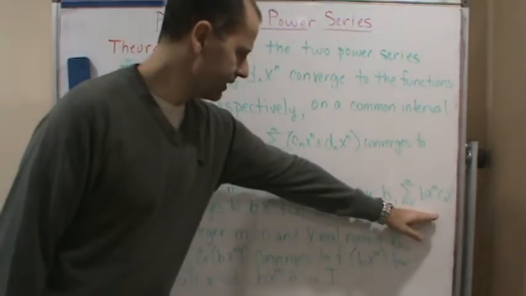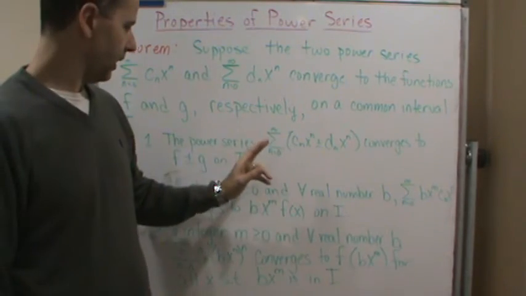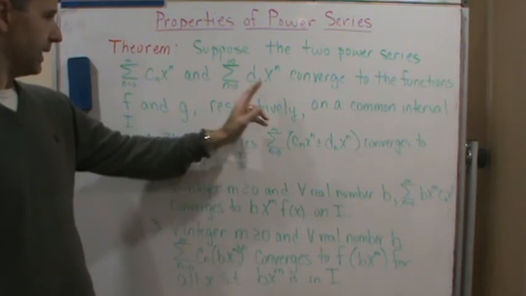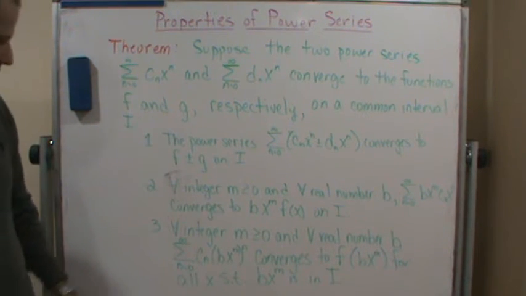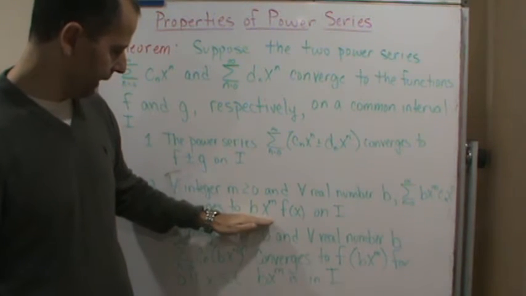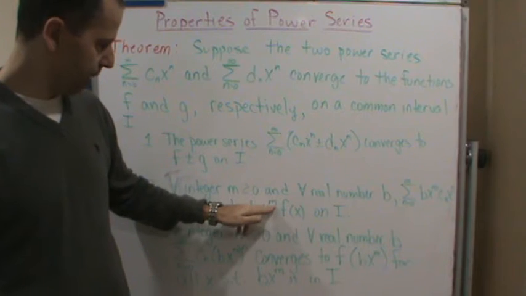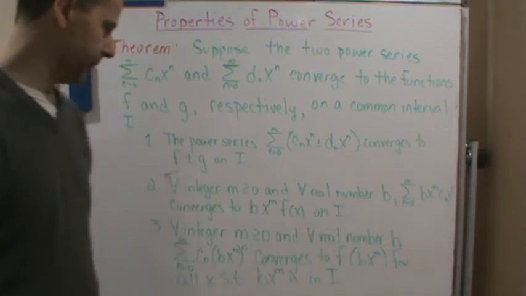So taking this series and the fact that these series converge to f and g respectively, we can say, hey, this converges to b x to the m power times f of x on the interval I.